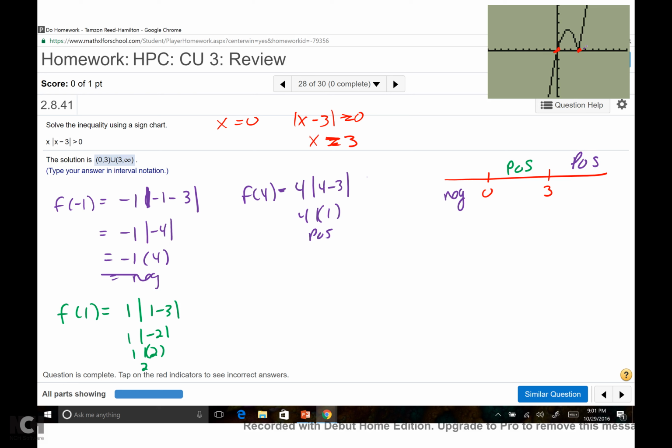And again, it's because of that touch and turn. So now, what are they wanting to know? They want to know when it's greater than, not or equal to, just greater than 0. So if I can include my zeros, it's this section and this section, which starts at 0, goes to 3, starts at 3, goes to infinity. Okay?